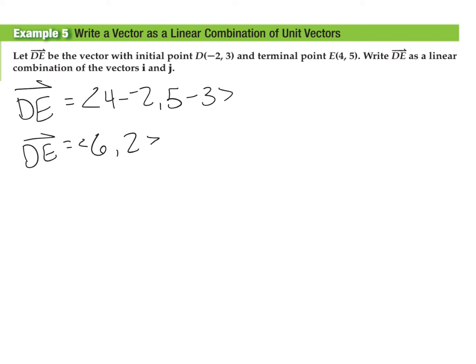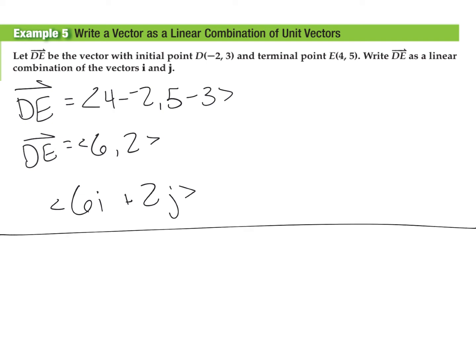Next up, now we need to write it as a linear combination of the standard unit vectors. Literally, ready? All we're going to do is write it as 6i plus 2j. And we're done. If you're thinking, wait, it's not that easy? Yes, it's that easy.